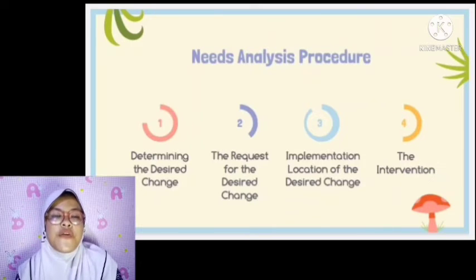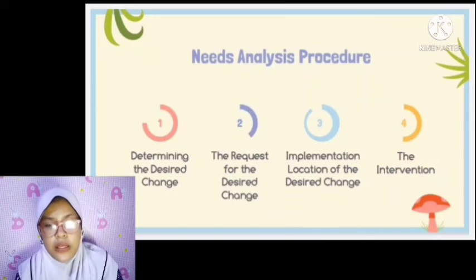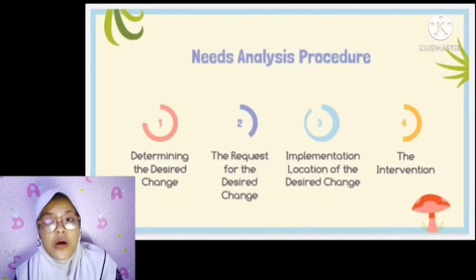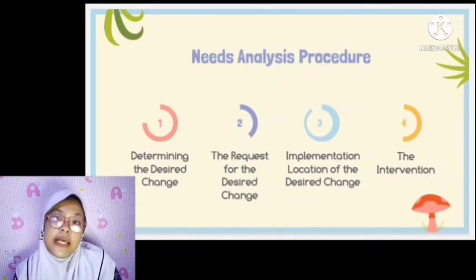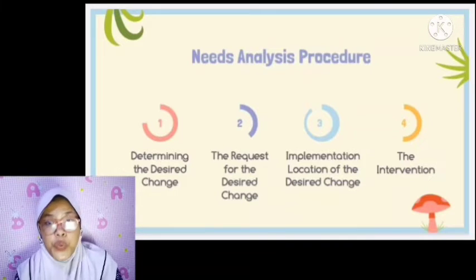Second, the request for the desired change. This is an extremely important element to understand because it will help you determine the type of intervention that may need to take place, the emotional and political climate of the situation, and the level of support that is present and that will most likely be needed for a change to take place.